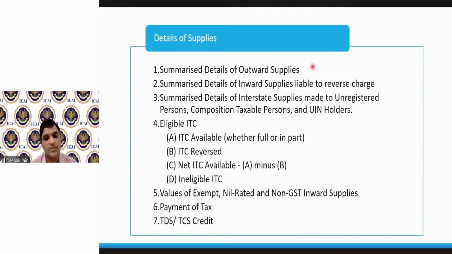If all the conditions are met, then we can file nil return. Yes, when you don't have outward supplies, you don't have inward supplies, and you don't have supplies on which RCM is payable, then you can file nil return.